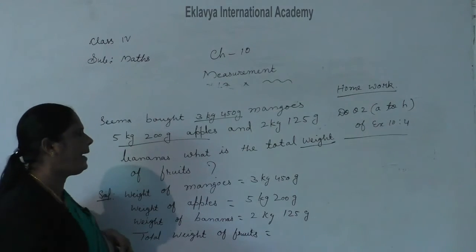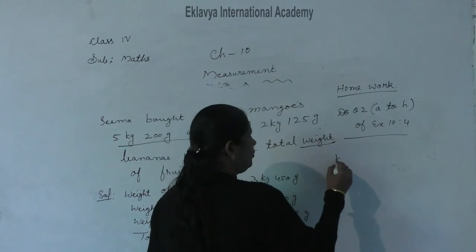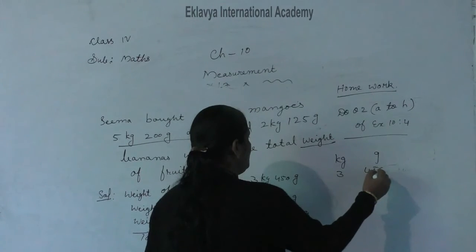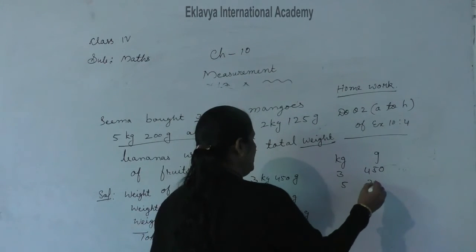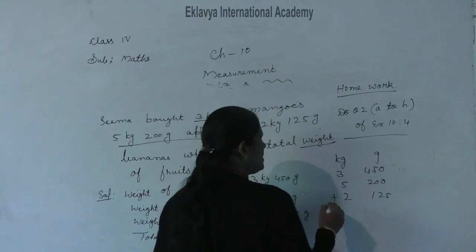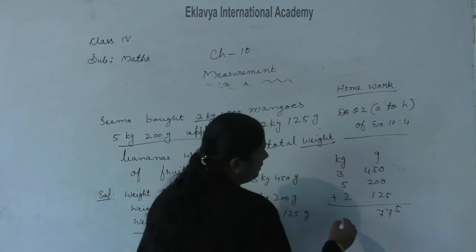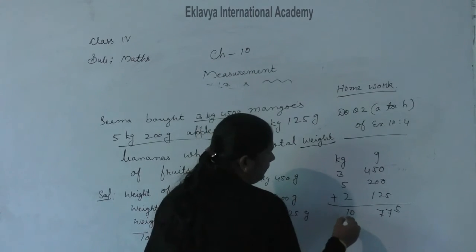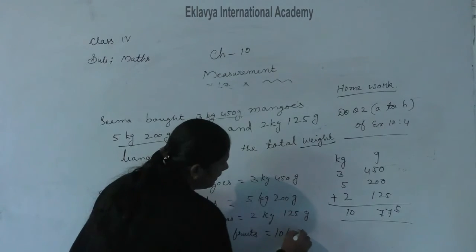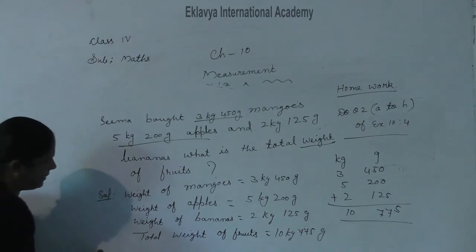Total weight of fruits is equal to, you add this. There is no space here, then we write 2 column you make, kg and gram, 3 450, then 5 200, then 2 125, then add this number. 5, 7, 7, 10. Our answer is 10 kg 775 gram. Final answer.